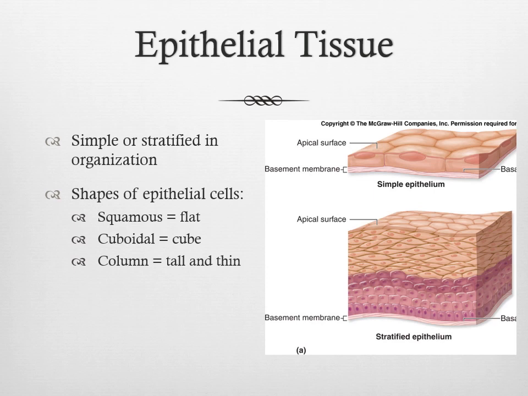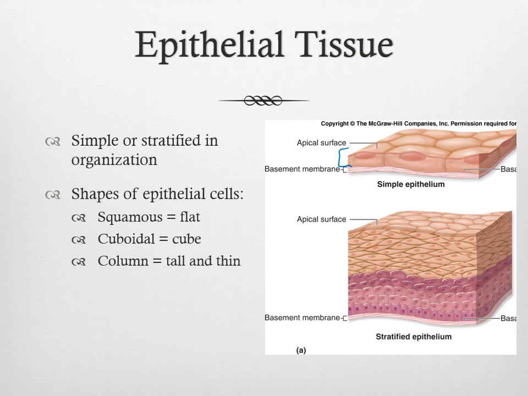So when we look at epithelium, we have to think about it in 2 different ways in a sense. And so the first is, how many layers is it? And so we either have simple epithelium or we have stratified epithelium. If it has a single layer of cells, and so when we look at the cell layer here, it's only a single layer. There's only one cell stacked up there. We have a simple epithelium.